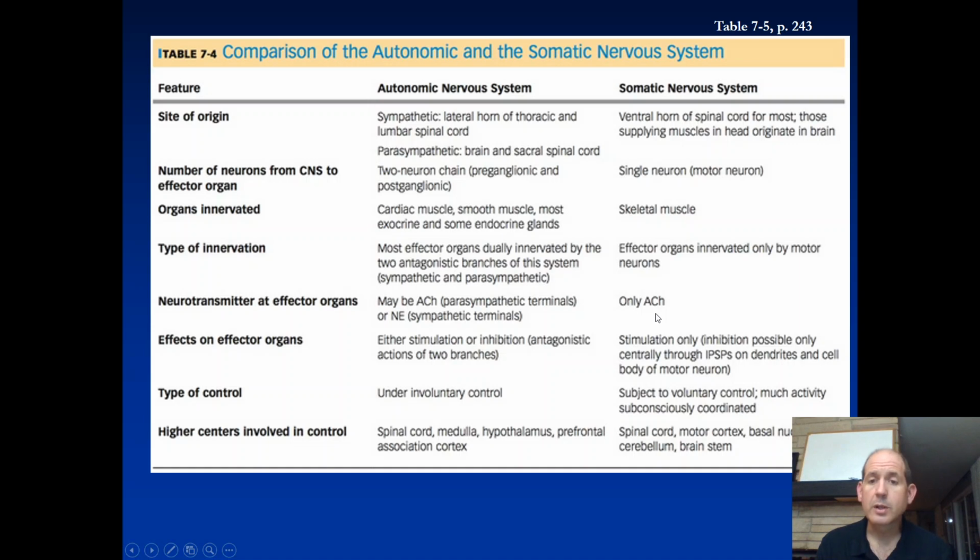So the somatic motor neurons are always going to release acetylcholine, which is going to act via nicotinic receptors on skeletal muscle, as we'll see in a moment. It's going to result in only stimulation of muscle. The type of control is voluntary, but some can be subconsciously coordinated, like respiration and tone and balance. A bunch of higher brain areas influence the somatic nervous system, whereas our higher brain areas associated with autonomic control are a little bit more limited.